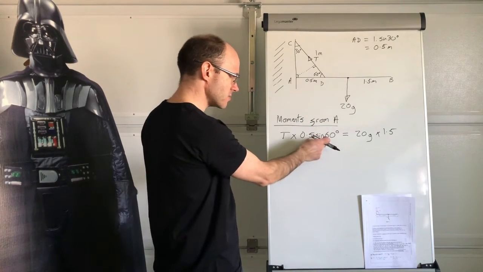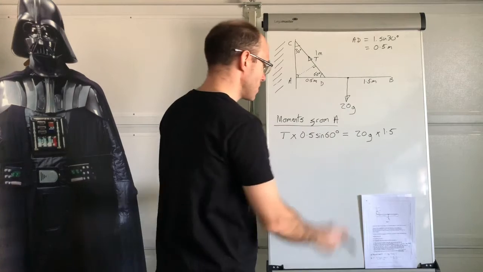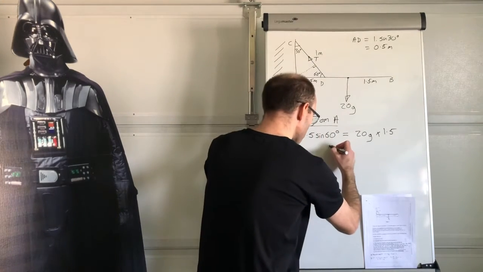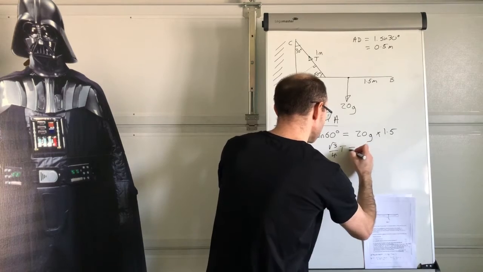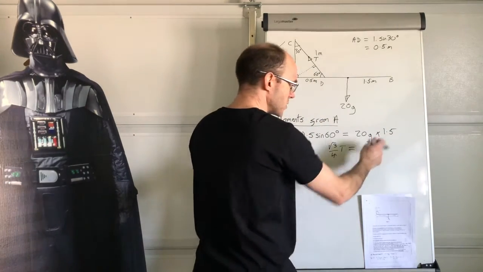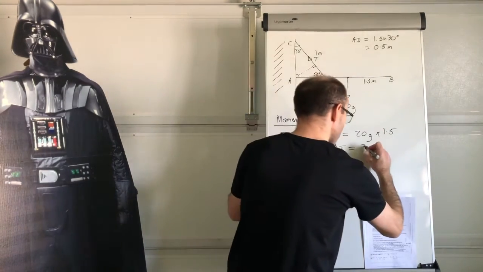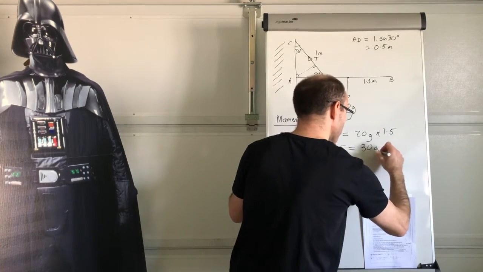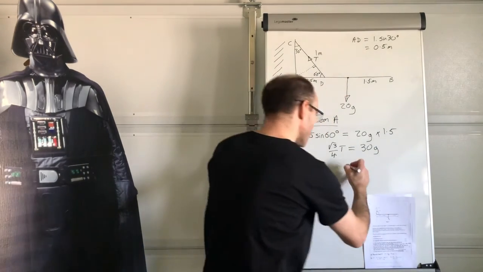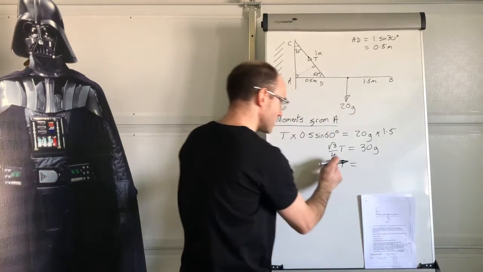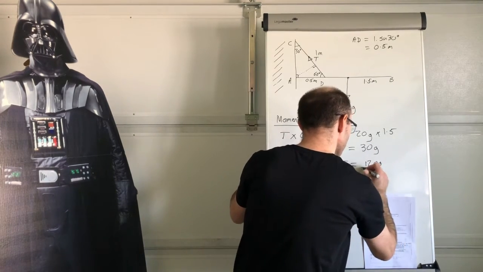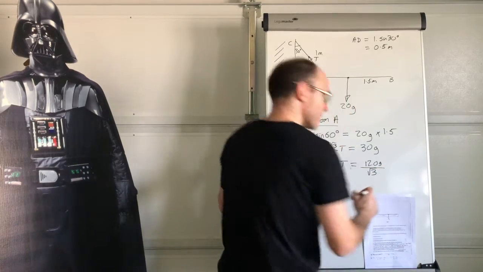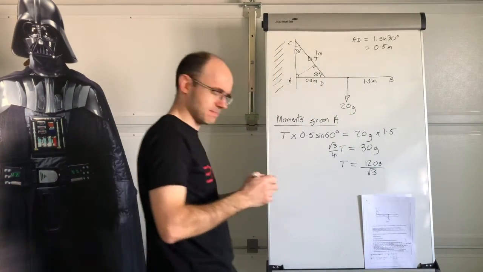So sine 60 degrees, that's root 3 over 2. Root 3 over 2 times a half is root 3 over 4. So root 3 over 4 T is equal to, then 20G times it by 1.5, 30G. All right, and then T must be equal to, times by 4, 120G over root 3. And I can't do that without a calculator.